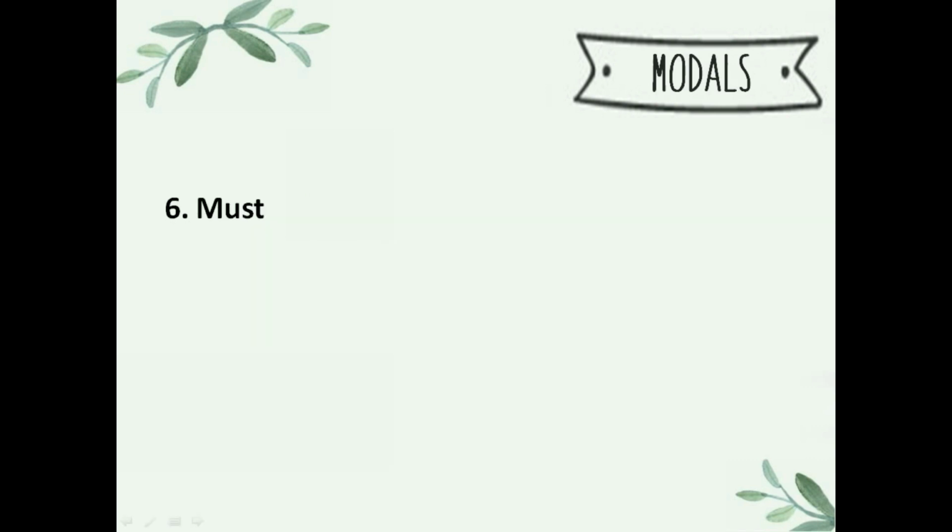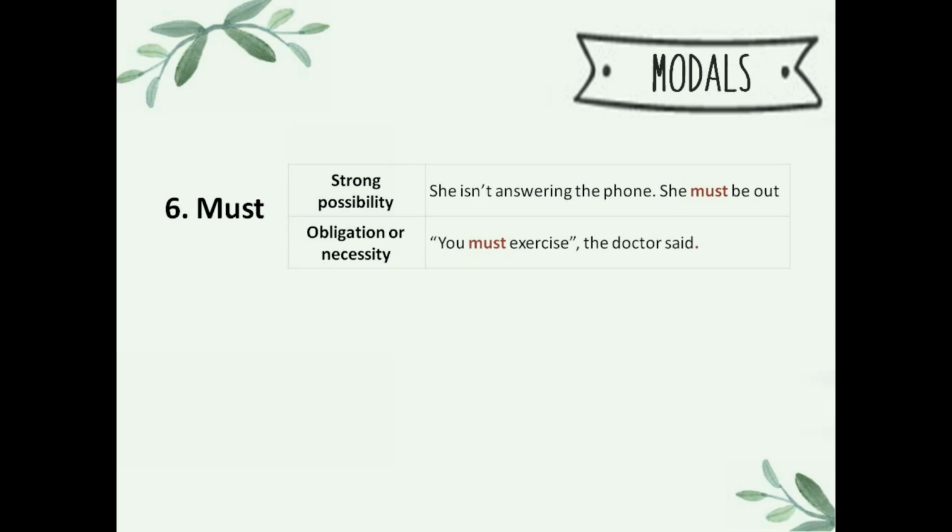And now we move to one which is a little bit more complex. In this case, it is the modal verb must. So, when do we use must? 1. We use must to talk about a strong possibility. That is, there is a strong probability that something is going to happen, something's going to take place, like "She isn't answering the phone, she must be out." That's something that is very, very likely to be happening.